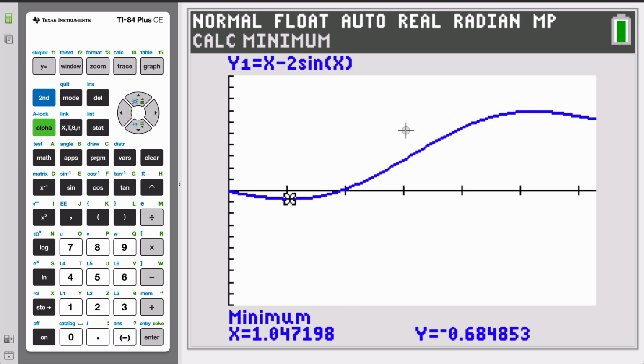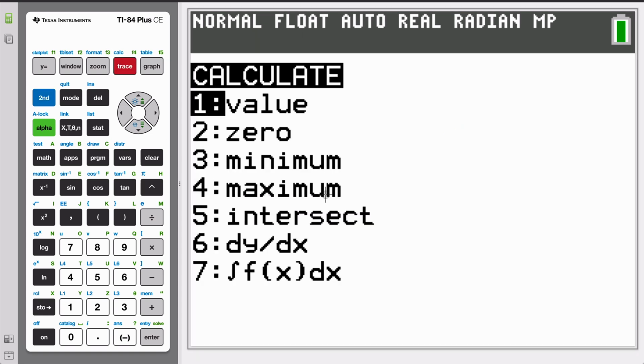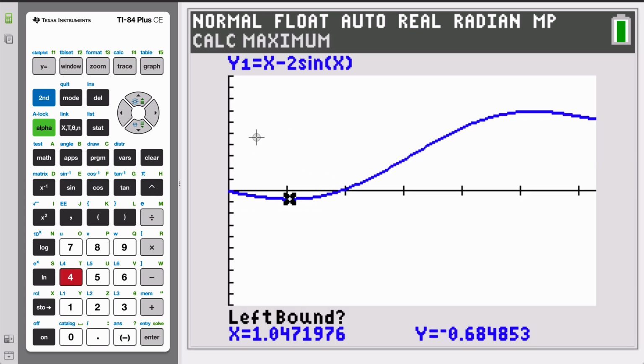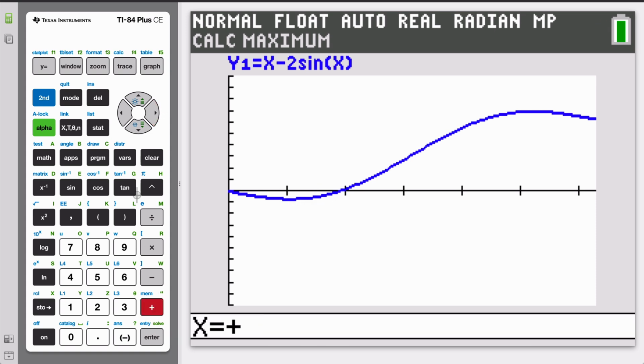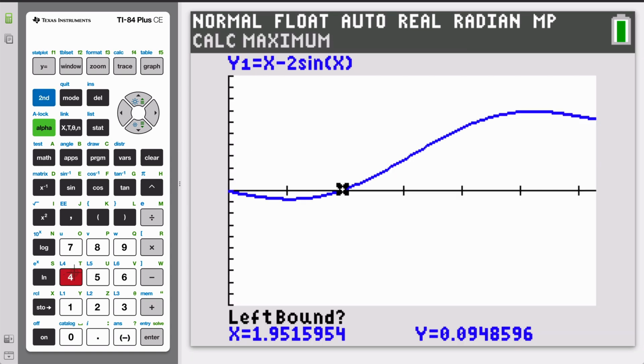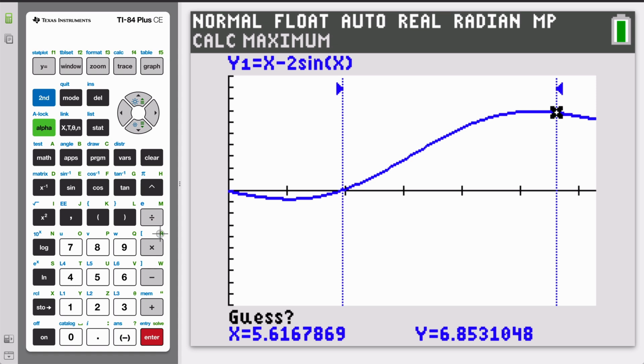And we're going to do the same thing to calculate the maximum, but we're going to go second trace into the calculate options and choose option 4 this time. So we're going to choose option 4 to calculate a maximum. The left bound just has to be somewhere to the left of this. It doesn't have to necessarily be close. I could have it here if I wanted. The right bound just has to be somewhere to the right of it. So there is fine. And then the guess, try and get close. We think it's somewhere around there.